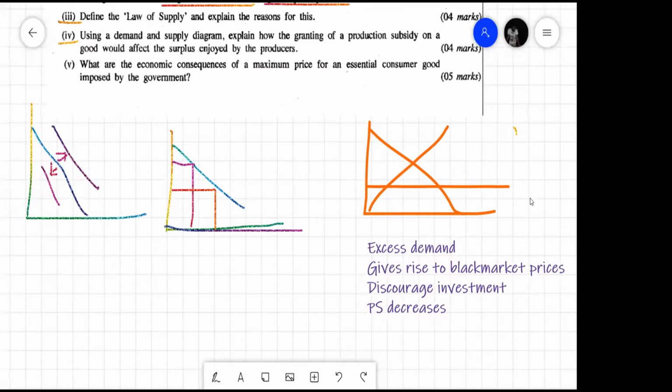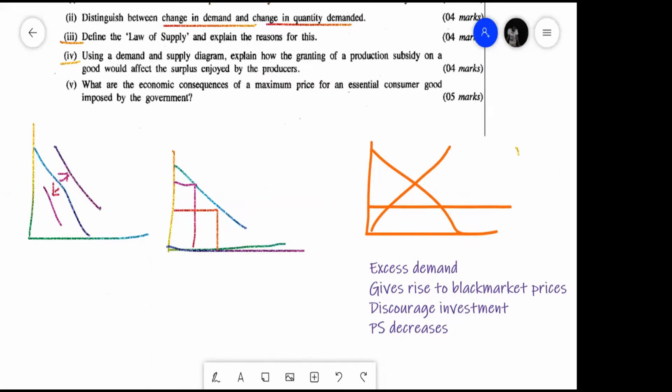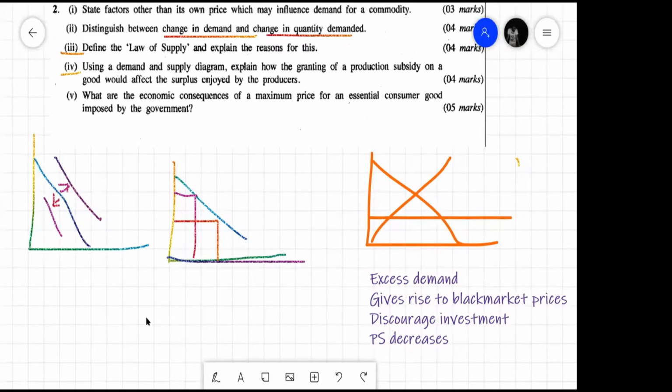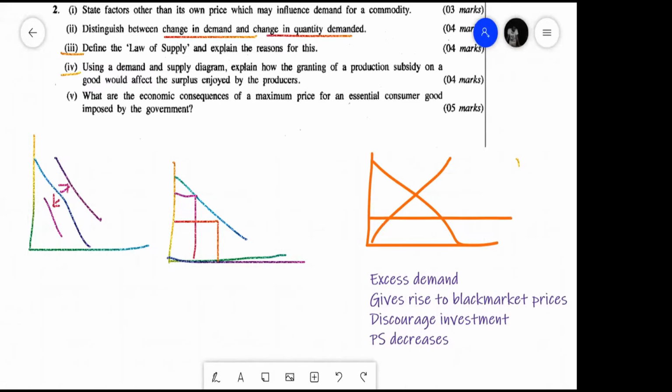Inefficiencies in resource allocation, whatever is there in the answer scheme will also make sense. Actually, do we need to draw the graph? No, you don't need to draw the graph. I just drew the graph for you all to see how it looks, in case you are not sure what a maximum price is. Maybe you can say economic surplus decreases also. Those are the basic points of what the consequences are. Consumer surplus does not really decrease, guys.